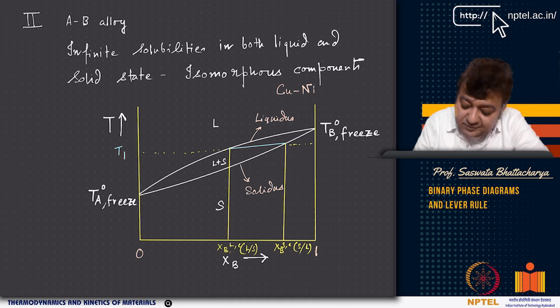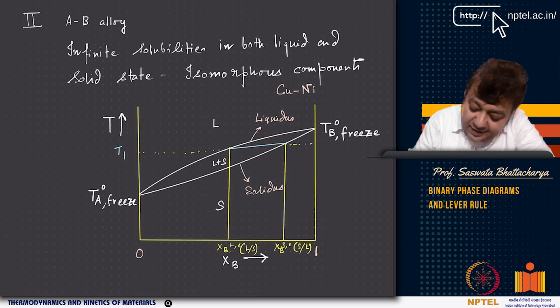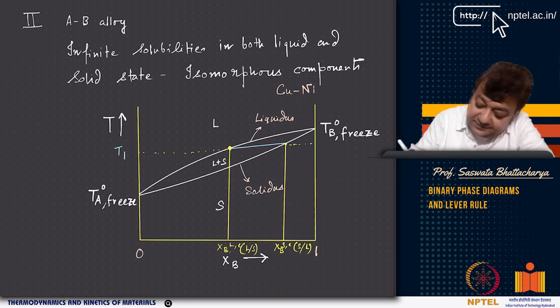So you have these two compositions, this composition and this composition at temperature T, where the chemical potential of component A in the liquid phase is equal to the chemical potential of component A in the solid phase, and the chemical potential of component B in the liquid phase is equal to the chemical potential of component B in the solid phase. So basically, if I want to look at what these are, we are going to solve two equations.